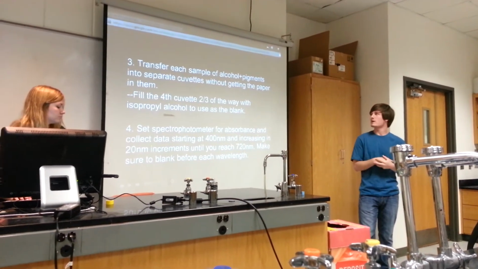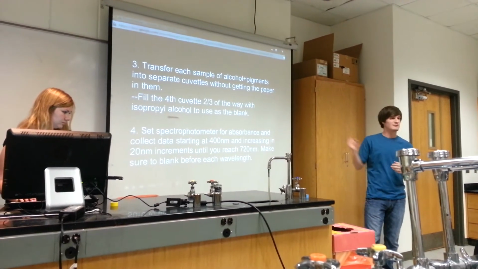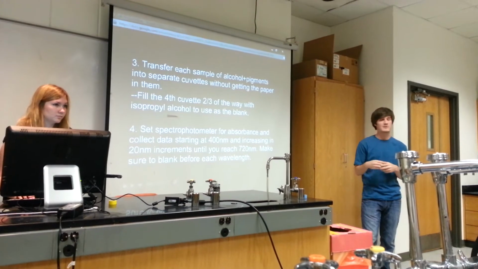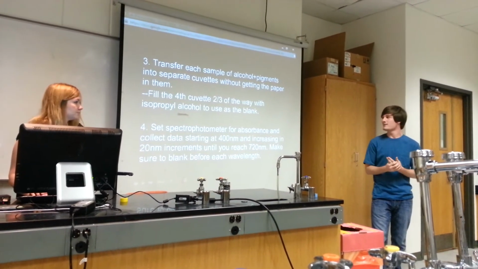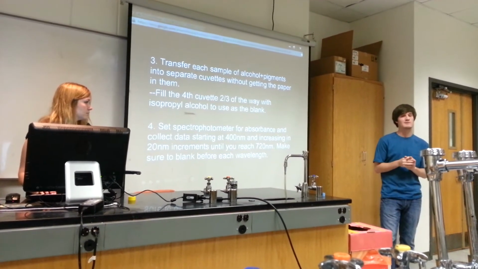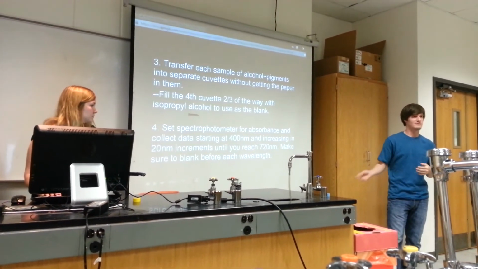Once they're all extracted, you take your alcohol and pigment solution from your test tubes and put it into cuvettes. Make sure you don't get any of the paper into the cuvette. Then you have a 4th cuvette, 2/3 full of isopropyl alcohol, and you use that as a blank when you measure the OD.